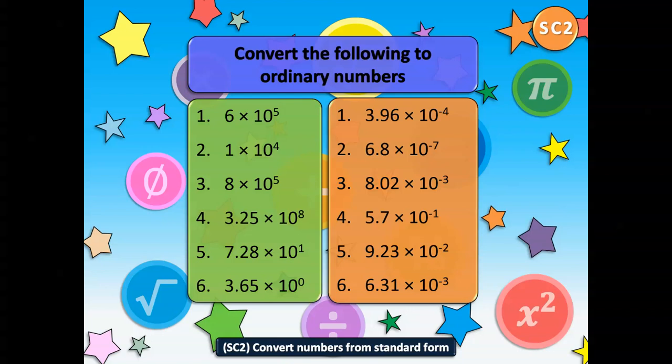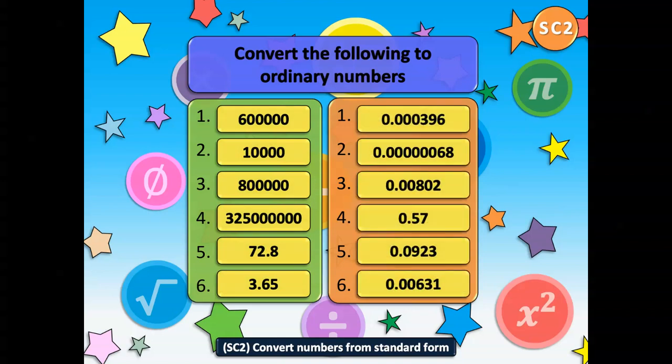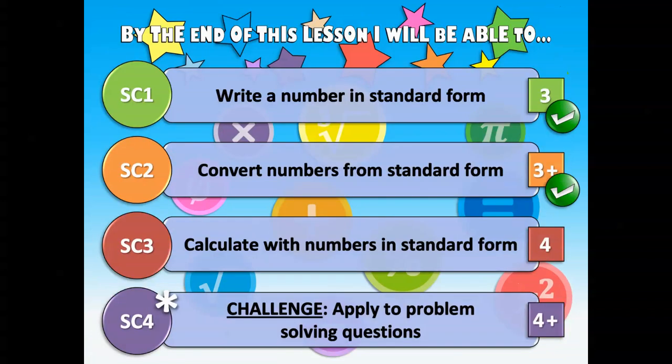Here are your answers. There's your green answers. And there's your amber answers. And now we've completed success criteria 2. So now we're going to move on to number 3, and this is to calculate with numbers in standard form.